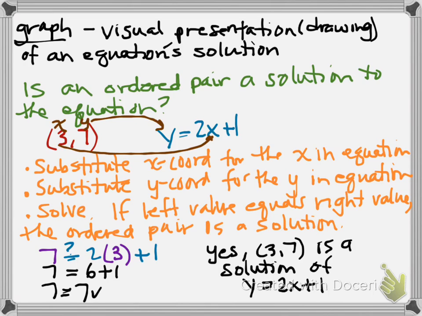All right, let's try one more, same idea. So this time, let's try the ordered pair -2, 3. And let's try the equation 2y equals 4x minus 8. So we're just going to go ahead and do our substitution. 2 times our -3. Oh, -2, sorry. 2 times our -2.